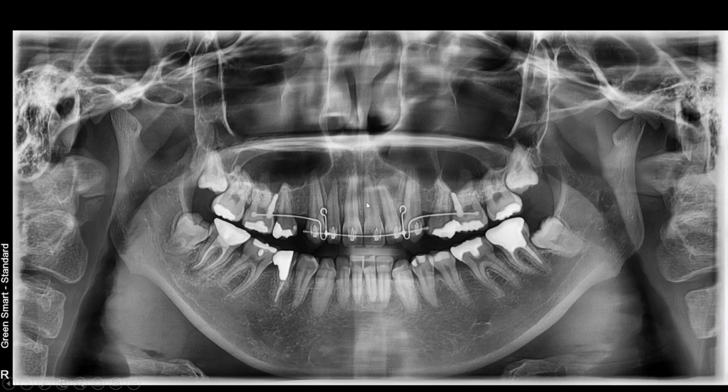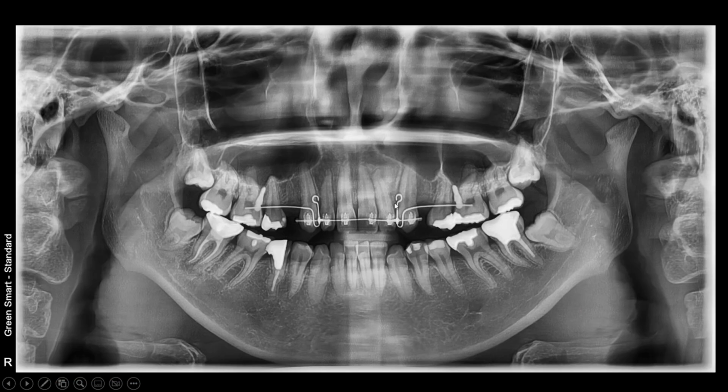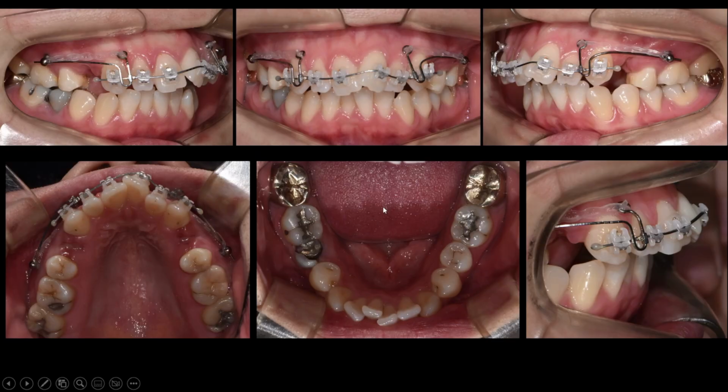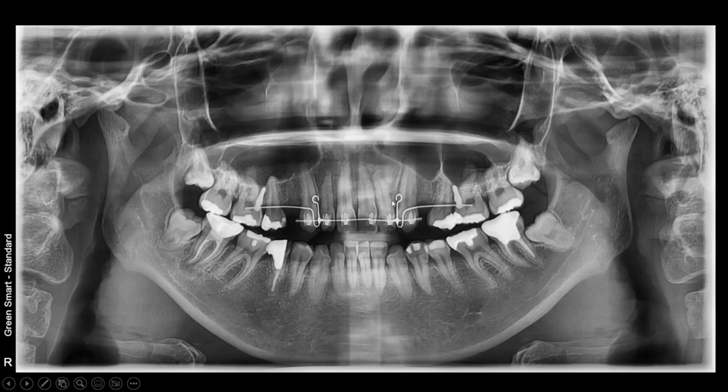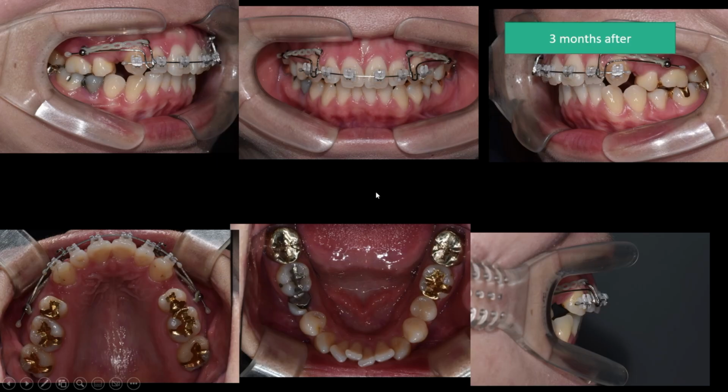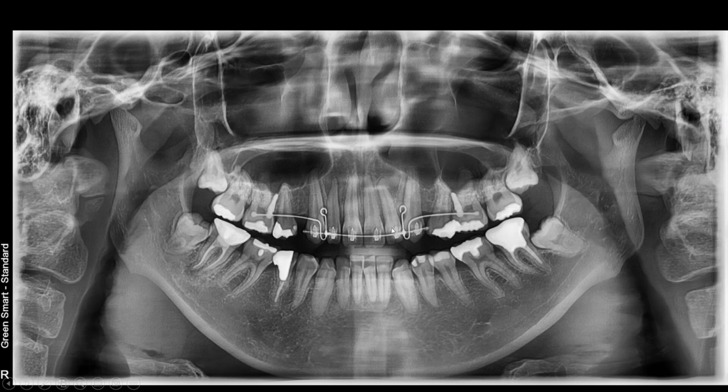This is a bonding error, I think. A little control we need of these laterals. But anyway, three months later, still there. And look at the bone line. Look at here, the root movement. Okay? Look at here. New bone formed with line.